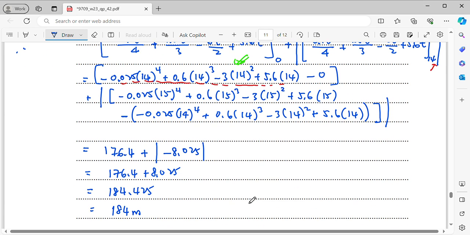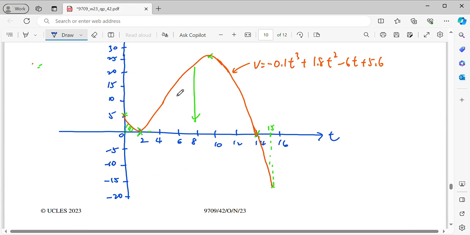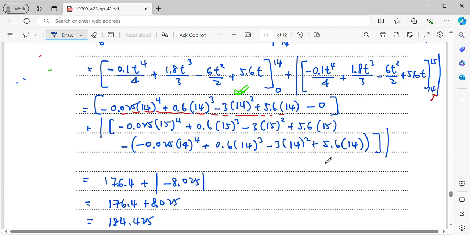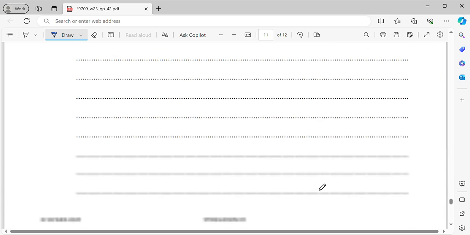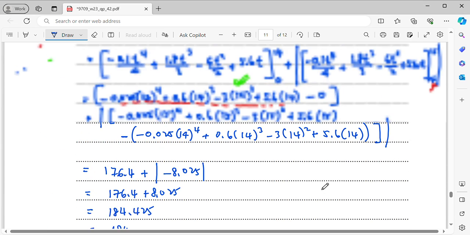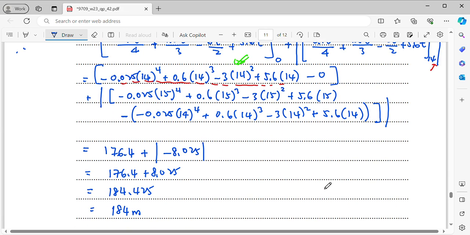So that is how we calculate the total distance, which is the area under the curve. That's why the graph is very important. When you need to integrate, make sure the region is above the x-axis. Otherwise, you have to put a modulus, just like from 14 to 15. The region is below the x-axis, below the t-axis. Therefore, we have to put the modulus for the integration, which is shown here. Okay, so we have completed the whole paper and this also comes to the end of the video.